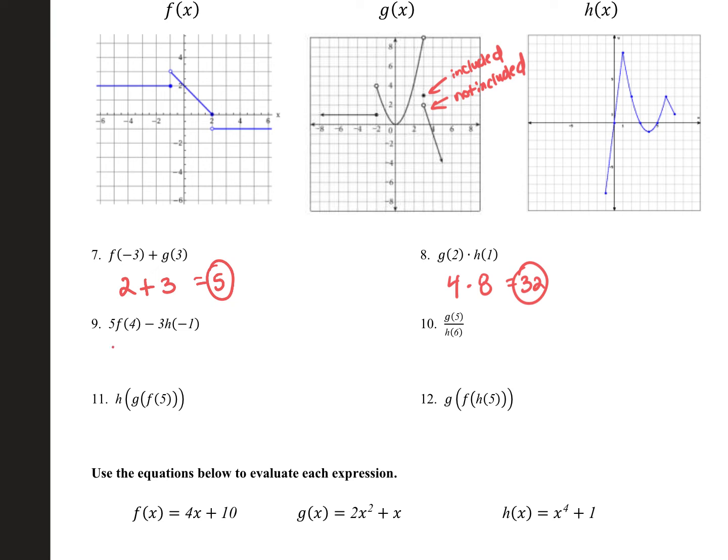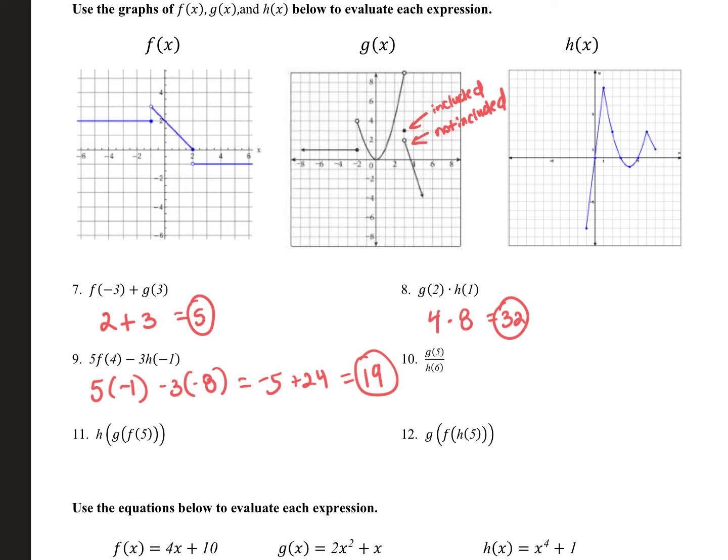Number 9, 5 times f of 4. Let's evaluate f of 4. When I plug 4 in, I get out -1. Minus 3 times h of -1. H of -1 is -8. So 5 times -1 is -5. And -3 times -8 is 24. -5 plus 24 is 19.